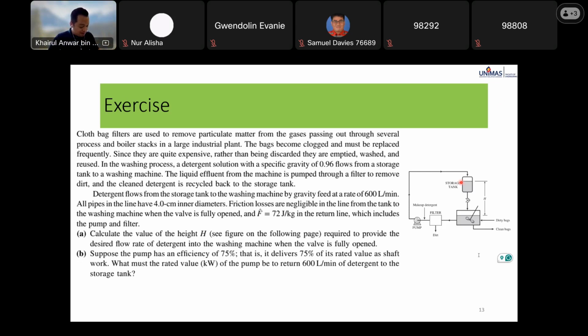So how did you calculate it, Samuel? Can you share with the class? So there you go. For shaft work it is 0.75 WS. Okay.